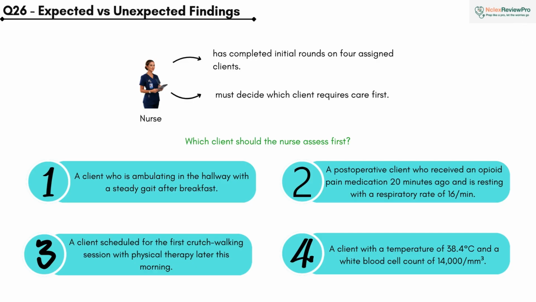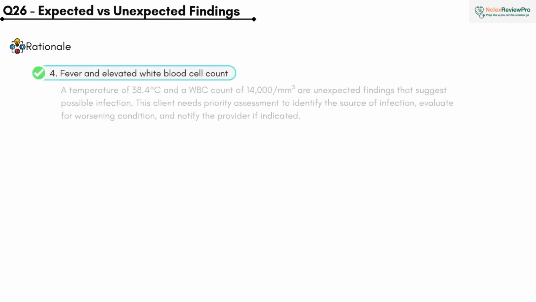The correct answer is option 4. A client with a temperature of 38.4 degrees Celsius and a white blood cell count of 14,000. All right, let's look at the rationale.